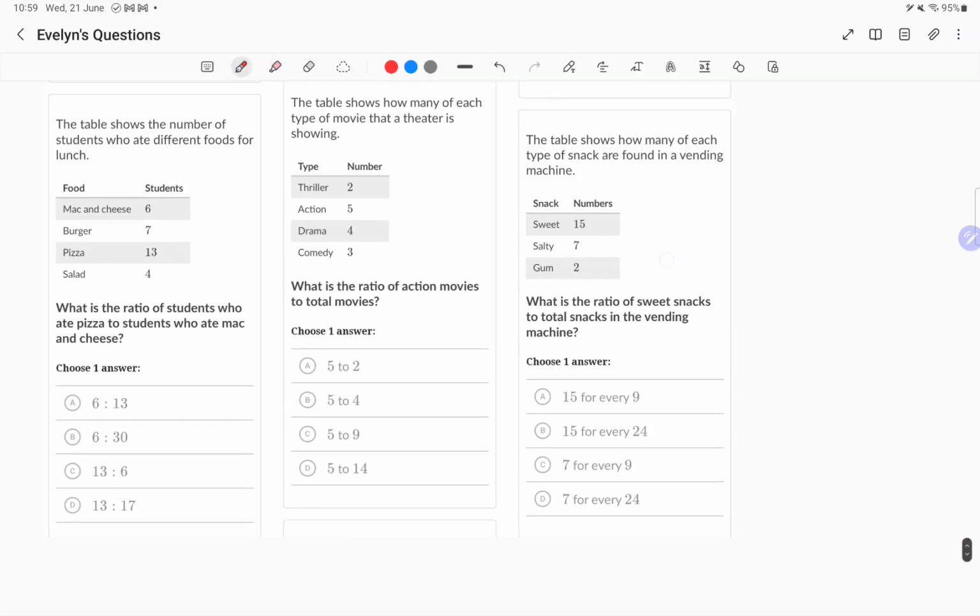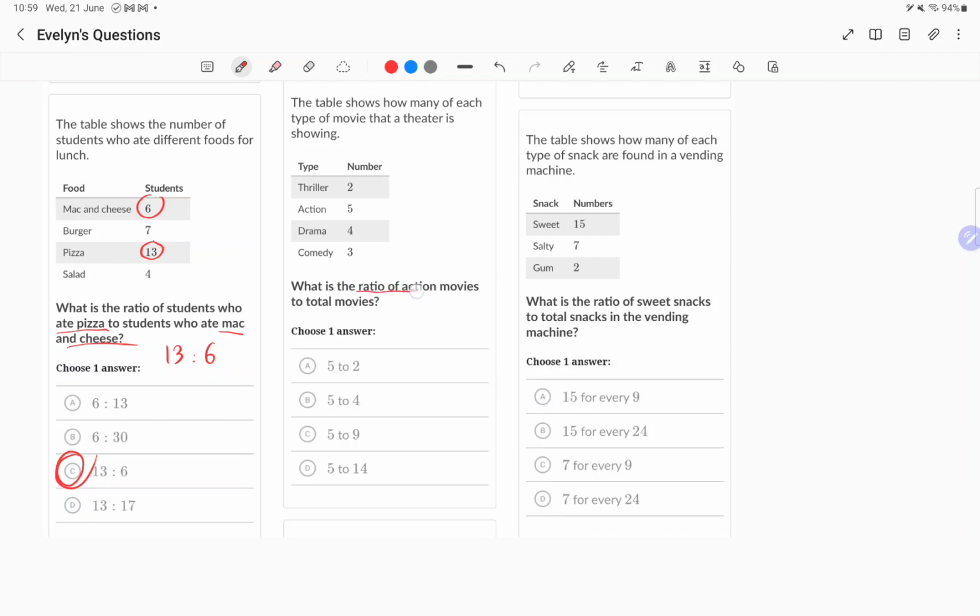Okay, so for ratios, you need to simplify ratios similar to how you would simplify a fraction. So let's see, ratio of students who ate pizza to students who ate mac and cheese. So pizza is 13, mac and cheese is 6. All right, so that will be 13 to 6. And that's it. There's only one answer.